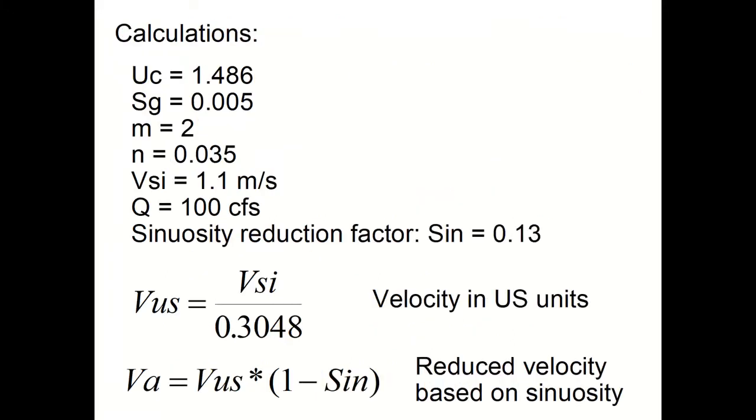The calculations would proceed as we normally do by writing down what we know and assigning those to the variables that we use repeatedly. So you'll notice we have the variables which we've been using up to this point, and then there's a sinuosity reduction factor which I just happen to call sin equals 0.13. First we would convert the velocity of the metric units into the velocity in US units. So we would use a conversion factor between meters and feet. Then we would reduce the allowable velocity based on the sinuosity factor.